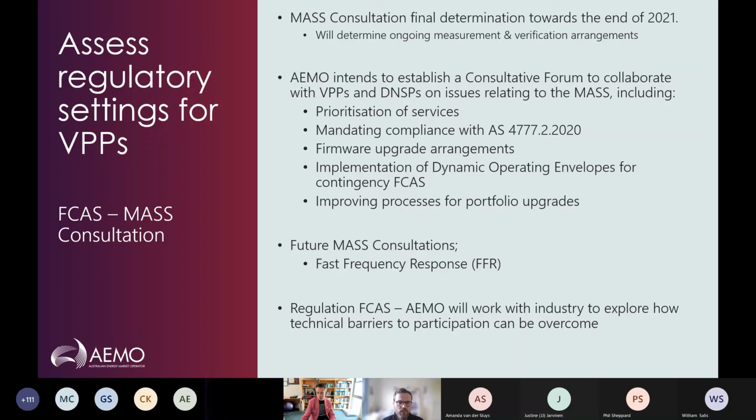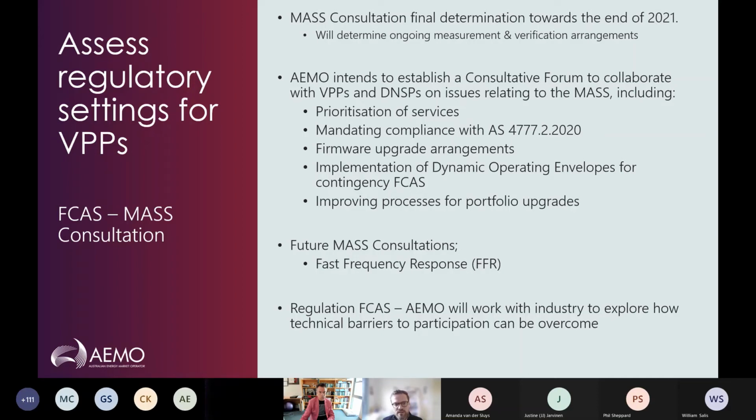AEMO launched that in early 2021 with an intent to align that consultation process with the end of the VPP demonstrations project, so that whatever the ongoing arrangements are, they then transition to those ongoing arrangements going forward. That consultation process is still ongoing, and I think there's a public forum on that later this week. As part of the learnings from the demonstrations and from that consultation process, we think it's important to establish a consultative forum to collaborate with the industry, with VPPs, and importantly with DNSPs on issues relating to the MASS and to the scaled delivery of FCAS from DER.